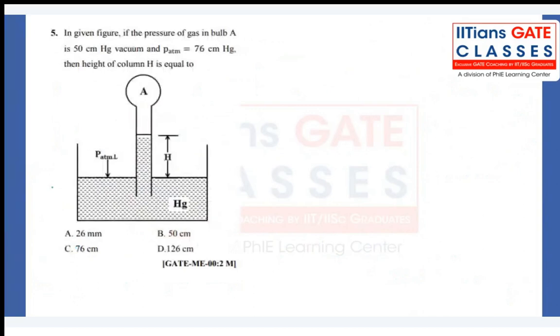Now try to see this question, and again, that is completely a barometer only, whatever things have been given here. That is a simple barometer to measure the atmospheric pressure. But when you look very carefully at how they play in the GATE examinations, sometimes a very simple topic can become a monster topic. So please try to clear all the fundamentals as much as you can. In the given figure, the pressure of the gas in bulb A is 50 centimeter mercury.